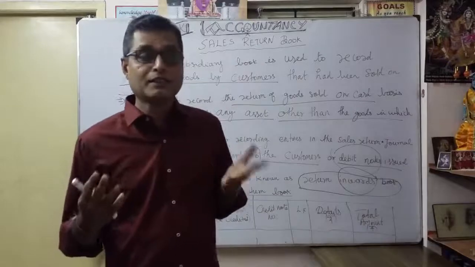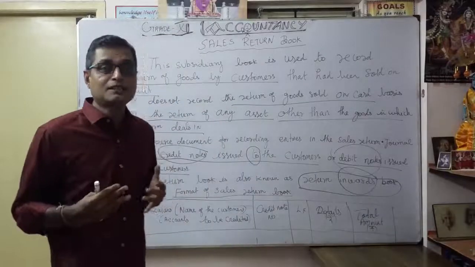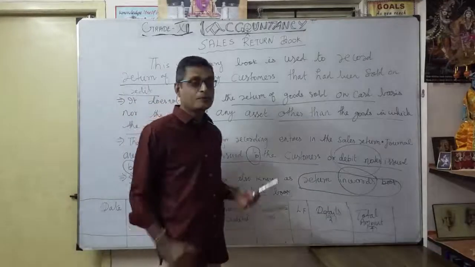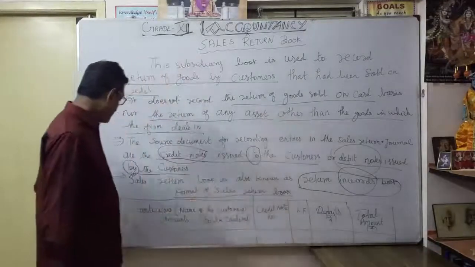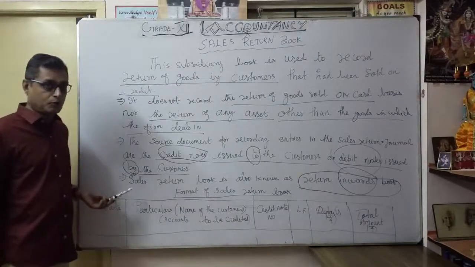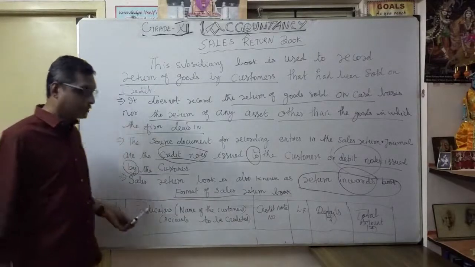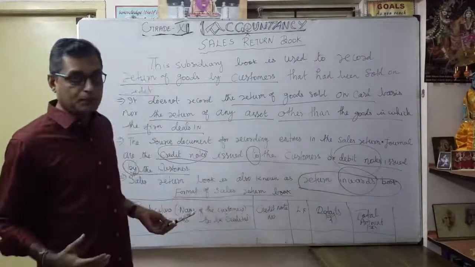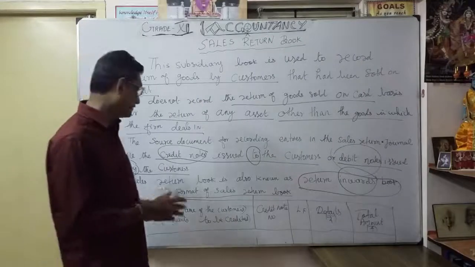So what is the meaning here? Nothing but it is called sales return book. You understood? So here also, the format of the sales return book. How is the format here? Based upon our credit note, the source document, we are going to record the date, and in particulars, the name of the customer who returned the goods to us. The name of the customer we can write under particulars.